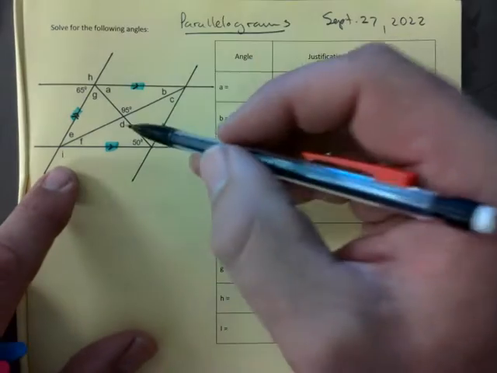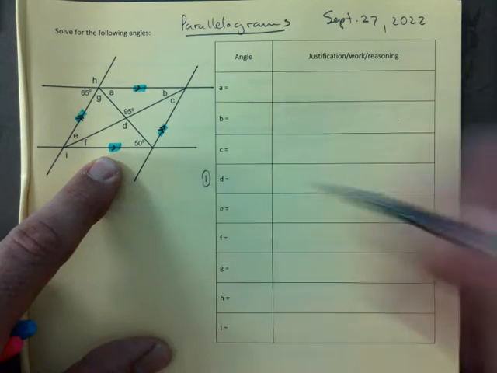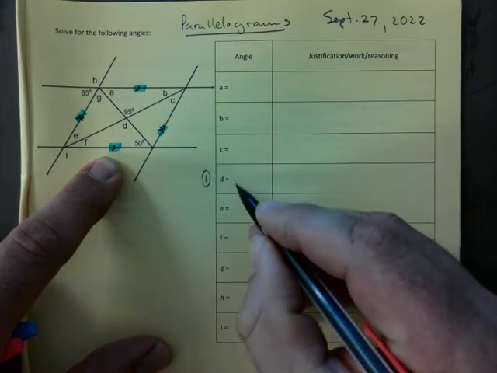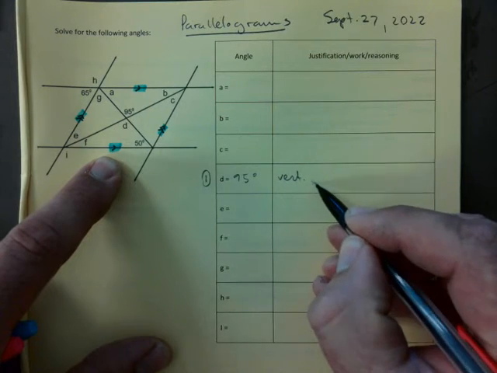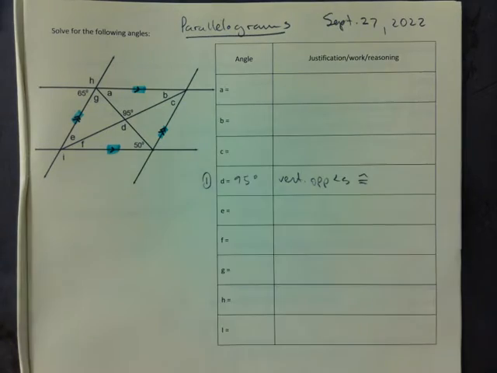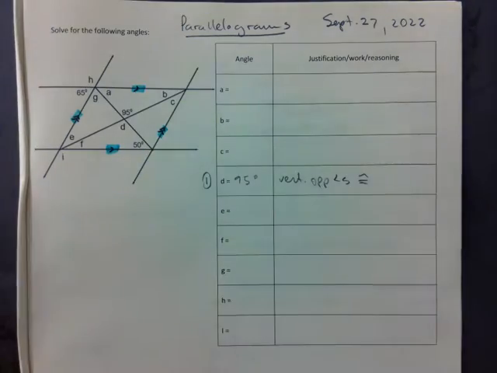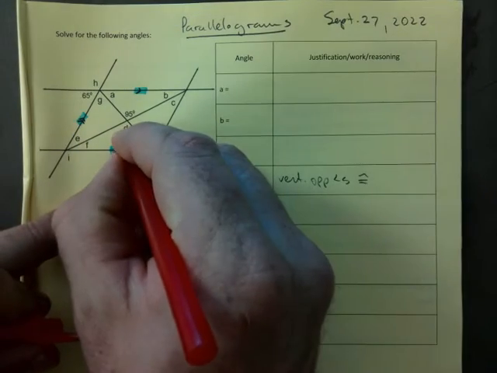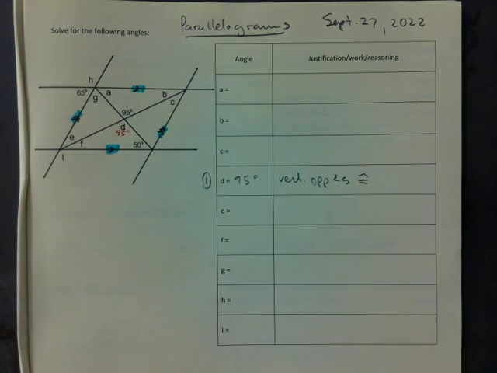So for example, I know that D is 95. So I'm going to start with that one. They're called vertically opposite, right? That has nothing to do with lines being parallel. That is just always true. It's always going to be the case. So that's my first go-to. If you prefer, some students like to write in, and then as they go, they kind of just fill in the rest.